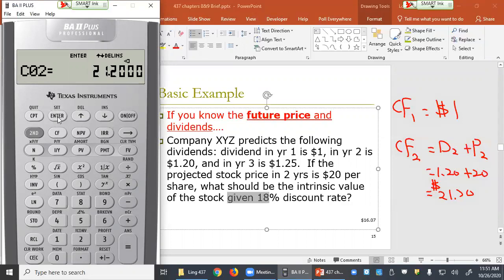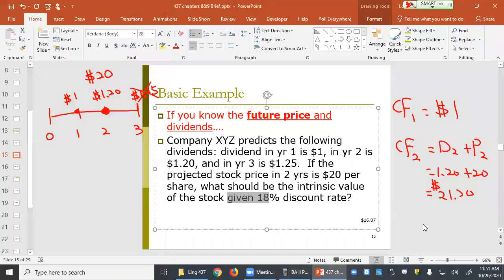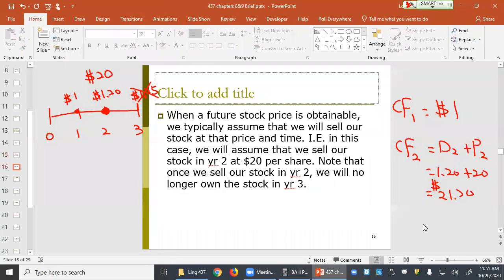Unfortunately, there are only 2 cash flows that are relevant here. So to calculate the NPV, which is our P0, you press the NPV key, enter discount rate 18%. So 18, enter, then down arrow 1 time, then press compute. $16.07. So when we're talking about money, we round the number off to the nearest cent.